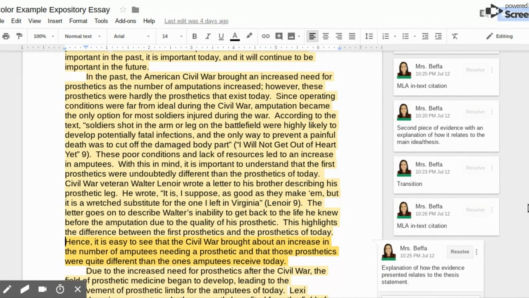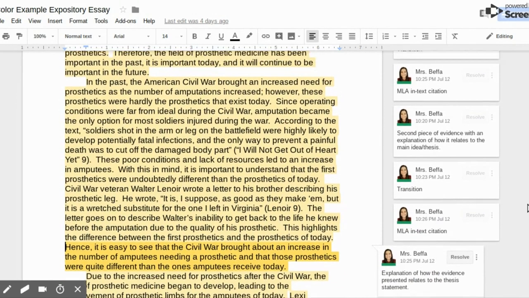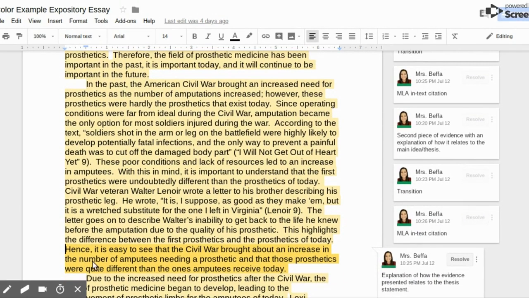And then here's my explanation of how the evidence that I presented relates to the main idea. Hence, it is easy to see that the Civil War brought about an increase in the number of amputees needing a prosthetic, and that those prosthetics were quite different than the ones amputees receive today. So it kind of sums it all up and goes back to the main idea and says that this evidence shows this main idea. So that is body paragraph 1 and the introduction.